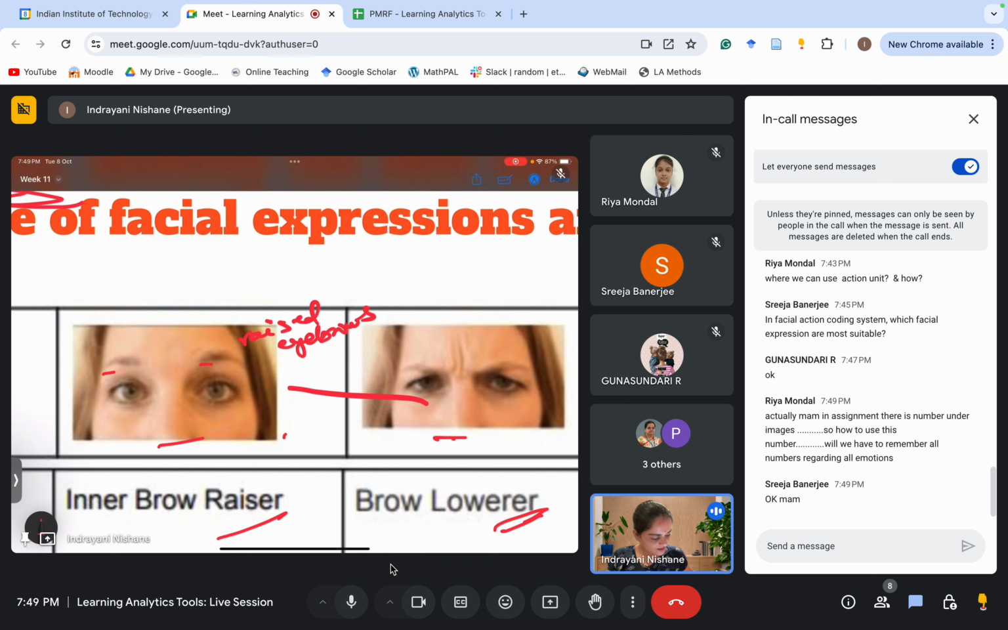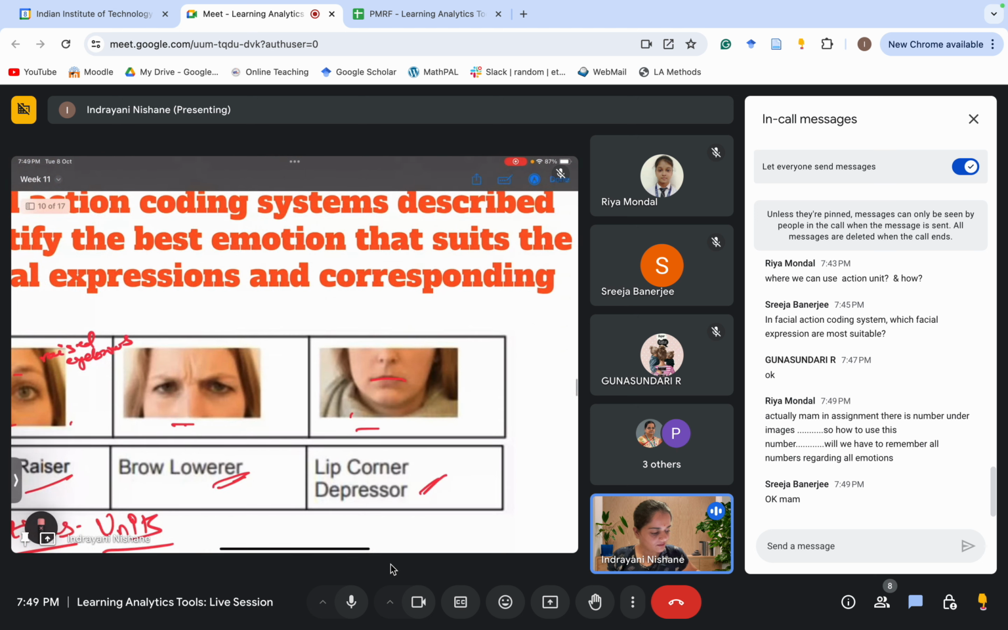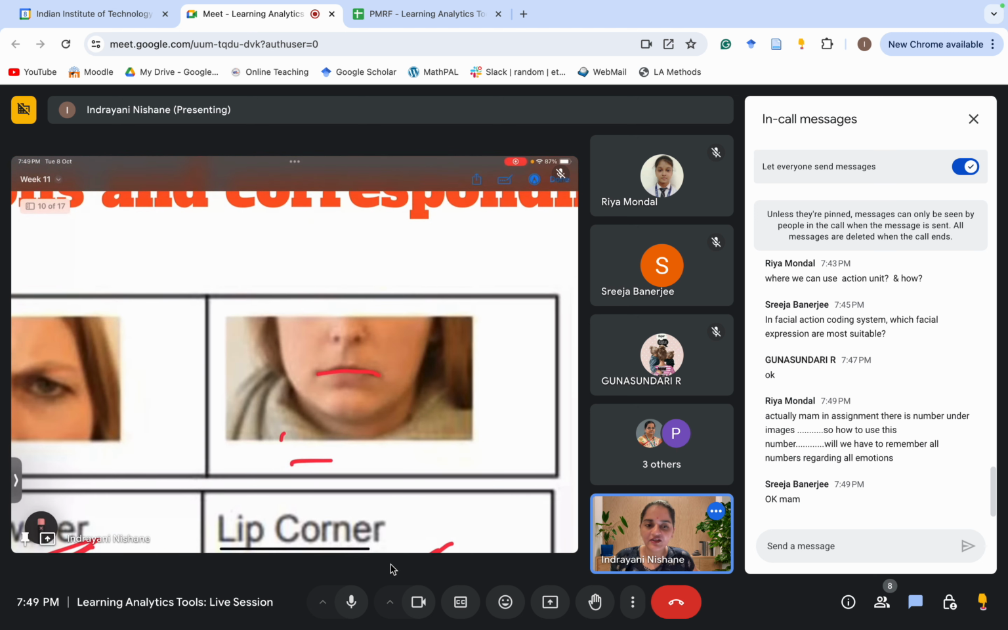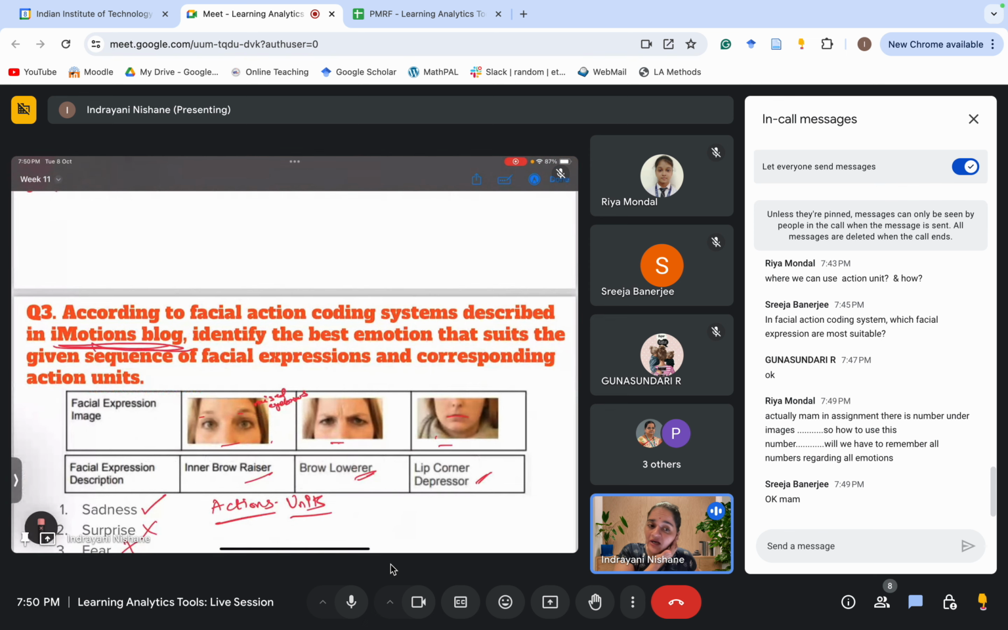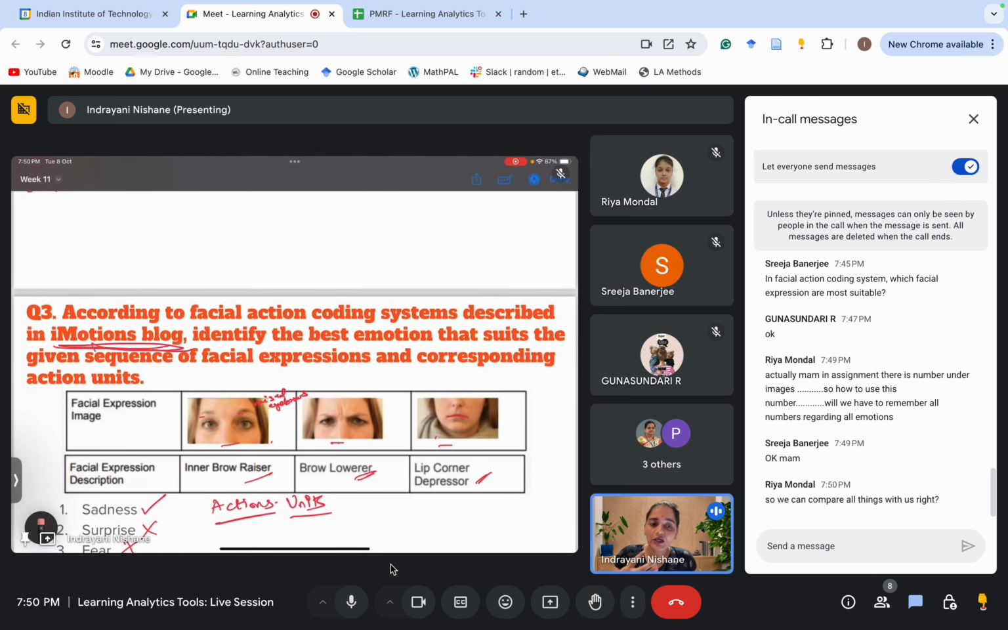Now this eyebrow is lowered, and here we try to understand whether lips are pressed together, whether they are wide, smiling wide, teeth are showing, lips are apart, or lips are pressed together. That we can understand. So you don't need to memorize all the numbers, you only need to understand which expressions to associate with which emotion. Yes, we can compare all these things with ourselves. We don't need to remember the numbers.